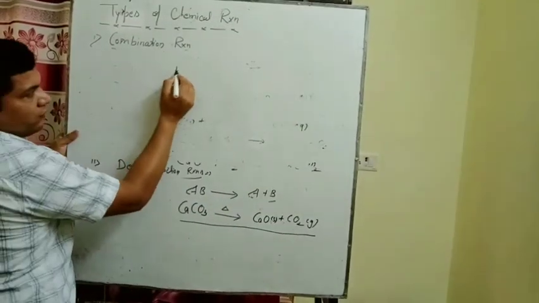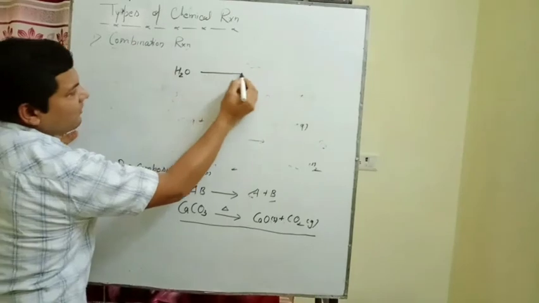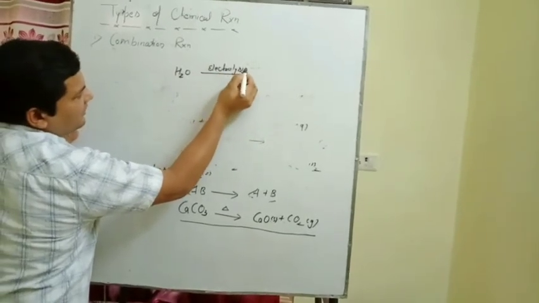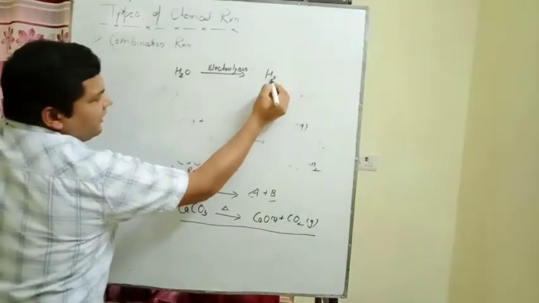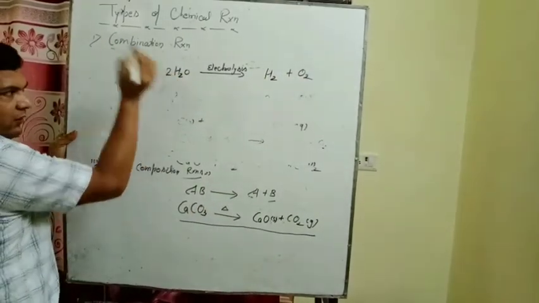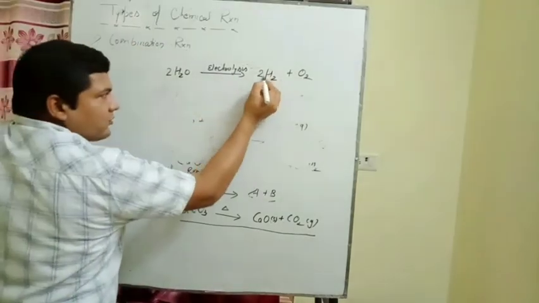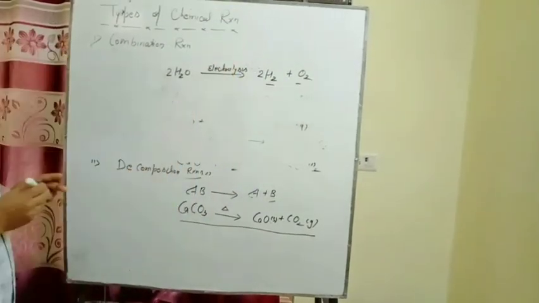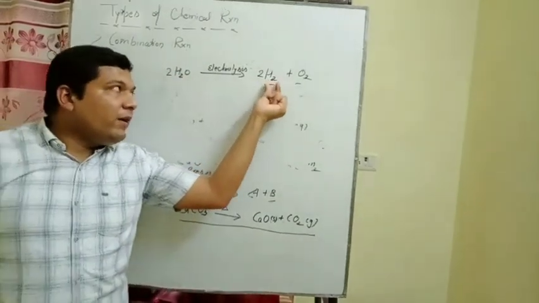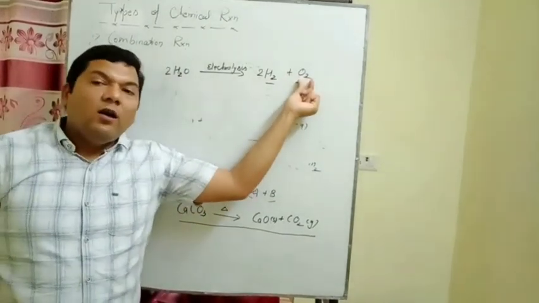H2O, when you electrolyze it, when you do its electrolysis, this H2O will change into H2 plus O2. If you write a balanced equation for it, it will give you 2H2O → 2H2 plus O2. So two molecules of water break down into two molecules of hydrogen plus one molecule of oxygen.